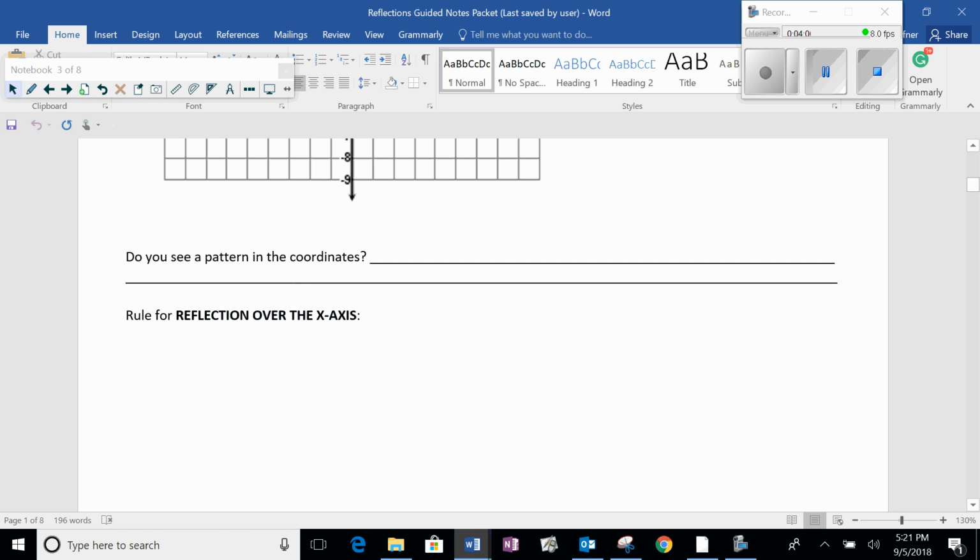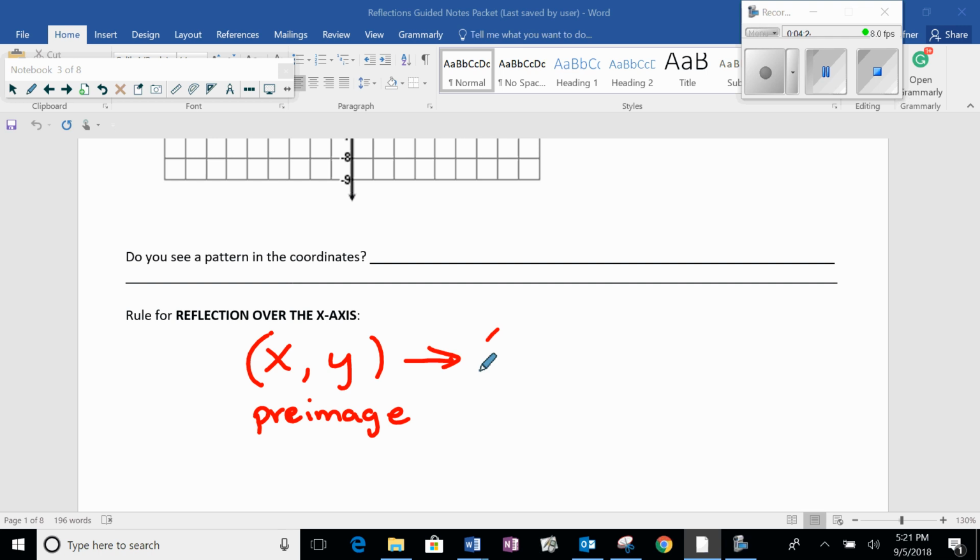And let's write our rule. Now, the rule is what is always going to happen. So if I start at the coordinate point (x, y), that just means the original point. So this is your pre-image point. What happens to the point when I make the image, when I reflect over the x-axis? The x value stays the same, and the y value changes to its opposite.